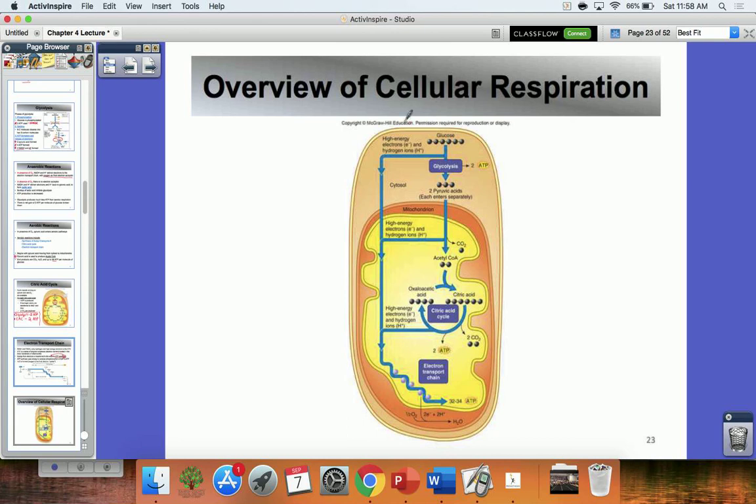And then all of those high energy electrons that are produced in glycolysis and in the citric acid cycle will make their way to the electron transport chain, which will then give its energy to ATP synthase so that it can make all of these ATP, specifically 32 to 34 ATP, and also water. So we have 2 ATP plus 2, which is 4, plus 32 or 34. And that's why you usually see that cellular respiration will form between 36 to 38 ATP, because this could possibly vary.